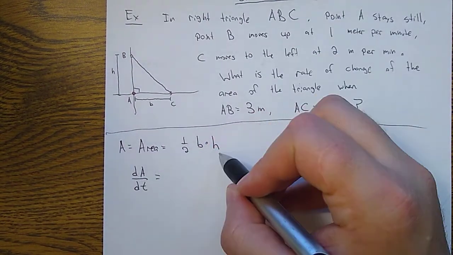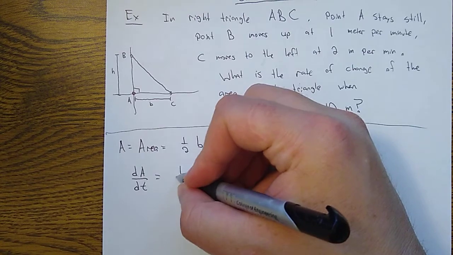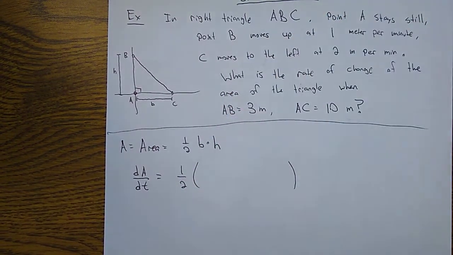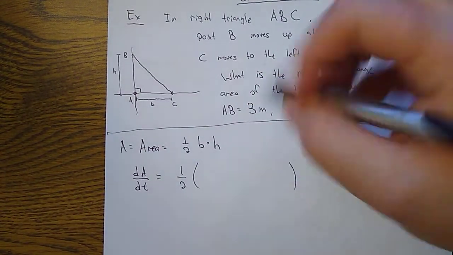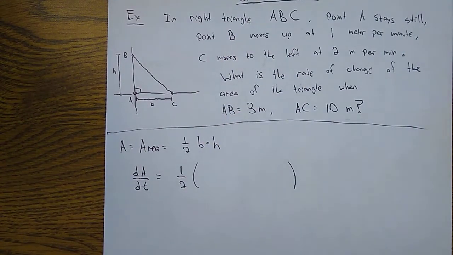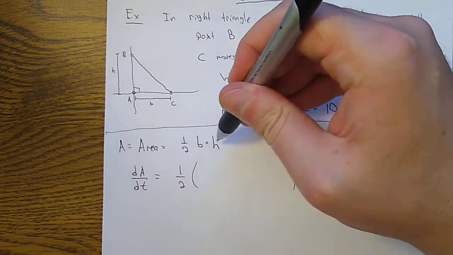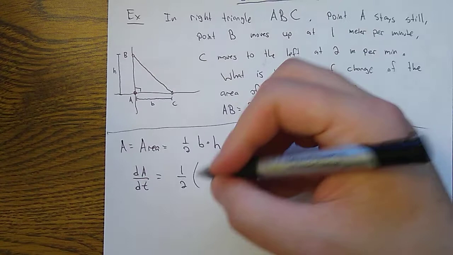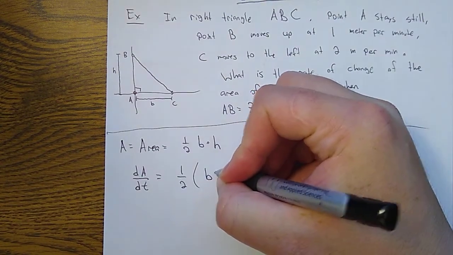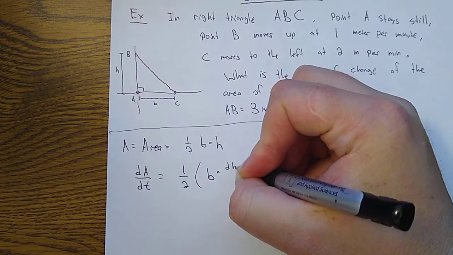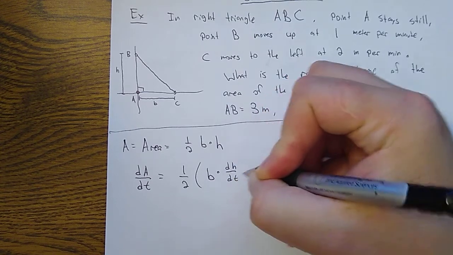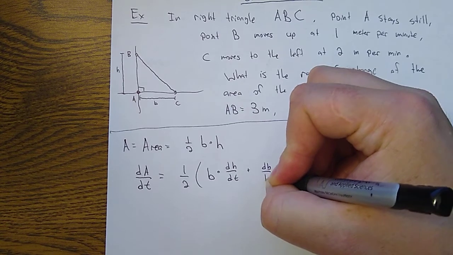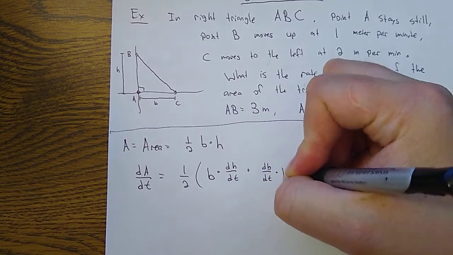So according to the formula, first of all, this 1/2 is just a constant. So now I can do the derivative of b times h, and I'll put parentheses to make sure I remember the 1/2 gets distributed. And then what would be the derivative of b times h? Well, I'm going to use the product rule, so it would be b times the derivative of h, plus the derivative of b times h.